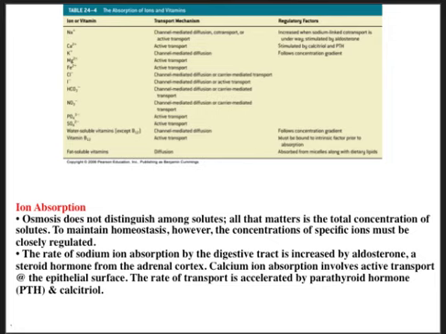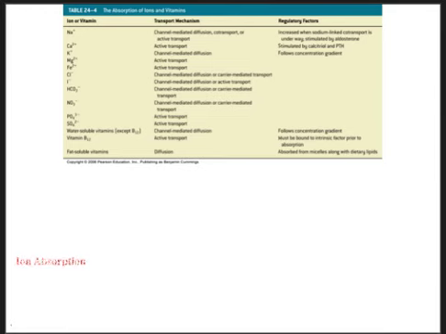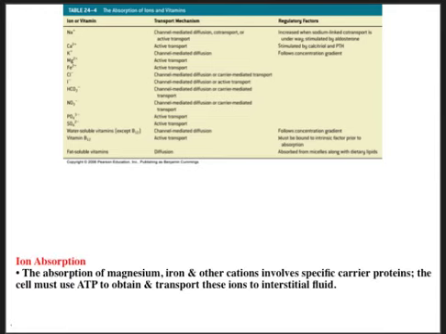Calcitriol also affects the rate of calcium transport. As other solutes move out of the lumen, the concentration of potassium ions increases. These ions can diffuse into the epithelial cells along their concentration gradient. The absorption of magnesium and iron and other cations involves specific carrier proteins. The cell has to use ATP to transport these across the cell membrane.